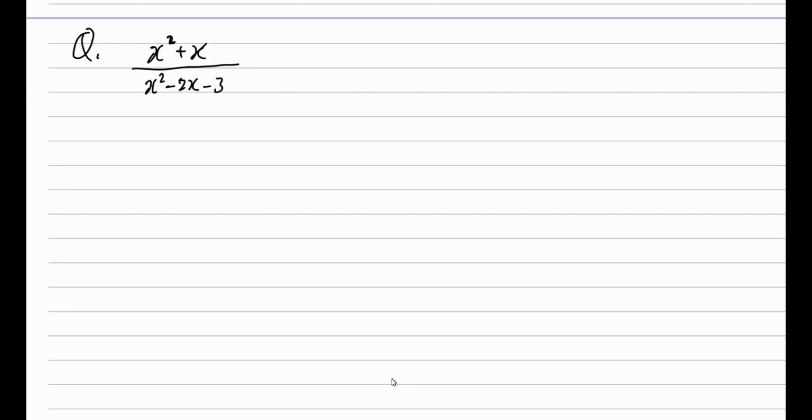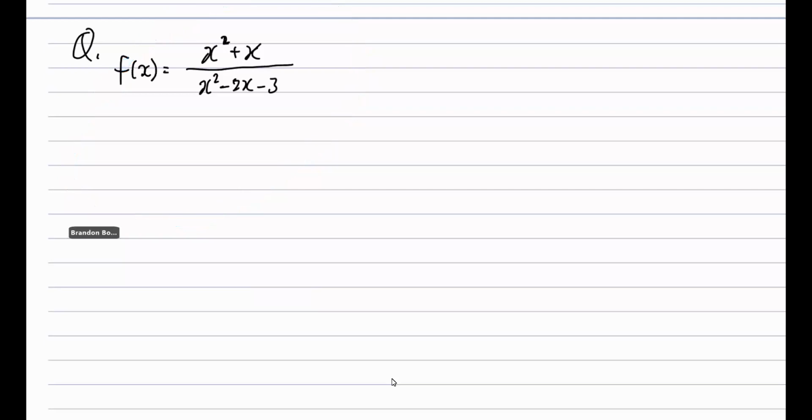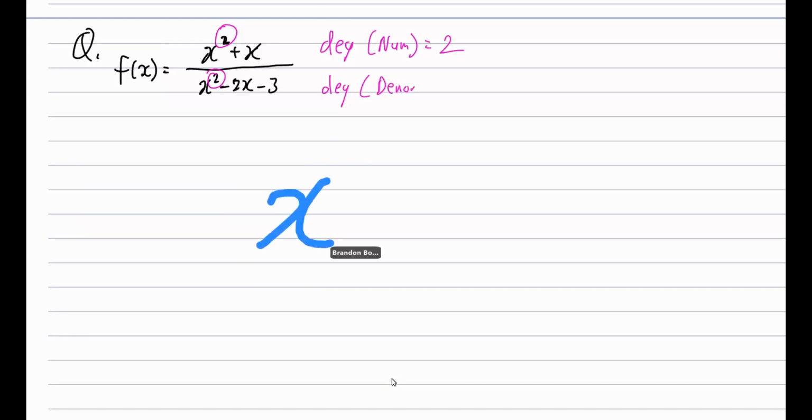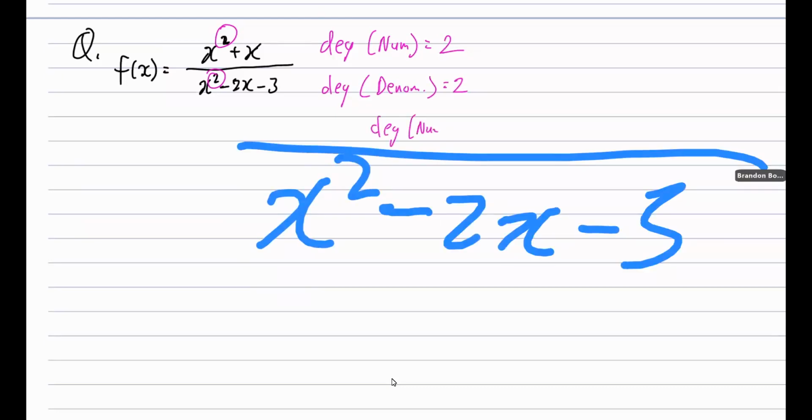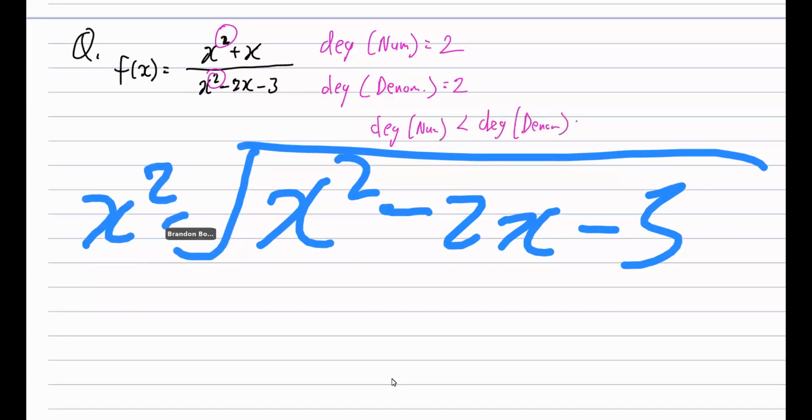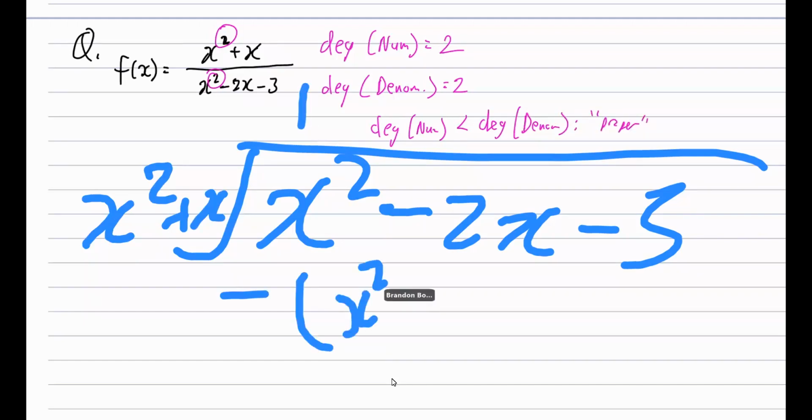First thing you must see is what is the improper fraction. Yes, correct. Degree of the numerator equals 2. Degree of the denominator equals 2. You need the degree of the numerator to be strictly less than the degree of the denominator. Then this is the definition of a proper fraction. Here it's not less than, it's equal, so you have to do long division.